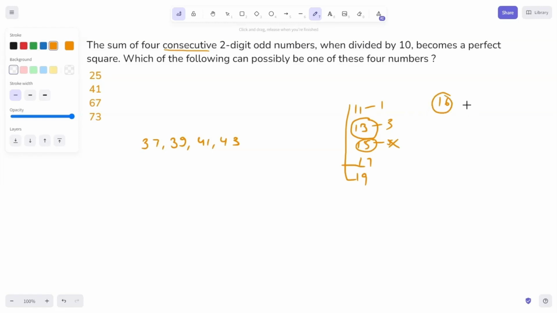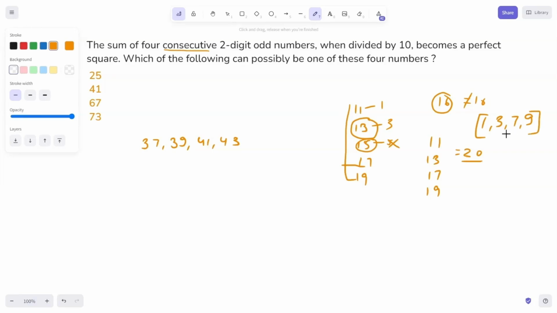So 16 is not divisible by 10. But if we do the sum of these numbers, 3, 7 plus 3 which is 10, 10 plus 1 which is 11, plus 9 which is 20, and 20 is a multiple of 10. It means it can be divisible by 10. So we can say that the sum is divisible by 10 only if the odd number ends with 1, 3, 7, 9.